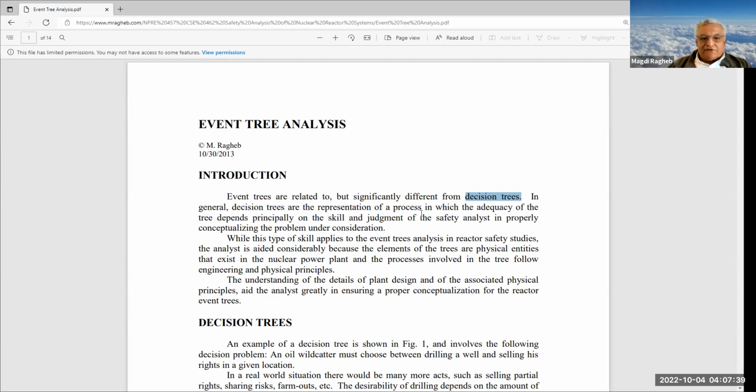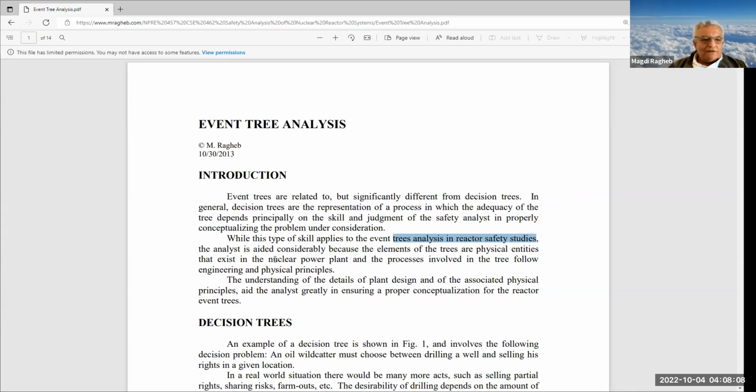Decision trees are representations of any process in which the adequacy of the tree depends on the skill and judgment of the, in that case, the safety analyst. So you'll find that, yes, we do use mathematics, we use theory, but it also has an art part in it. You have to learn to do it by doing it. This skill applies to event tree analysis in reactor safety studies.